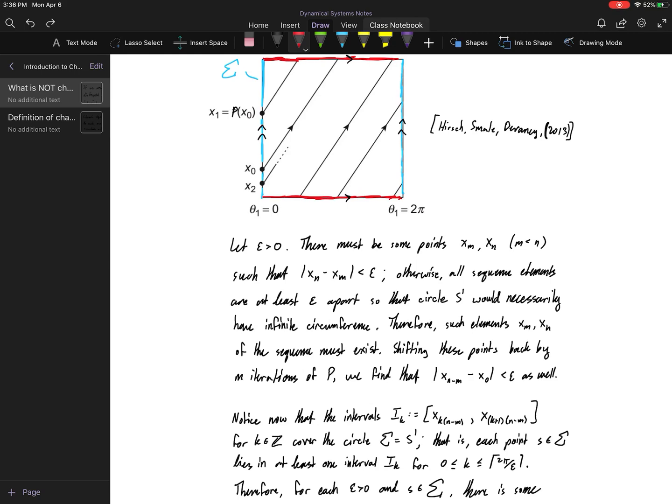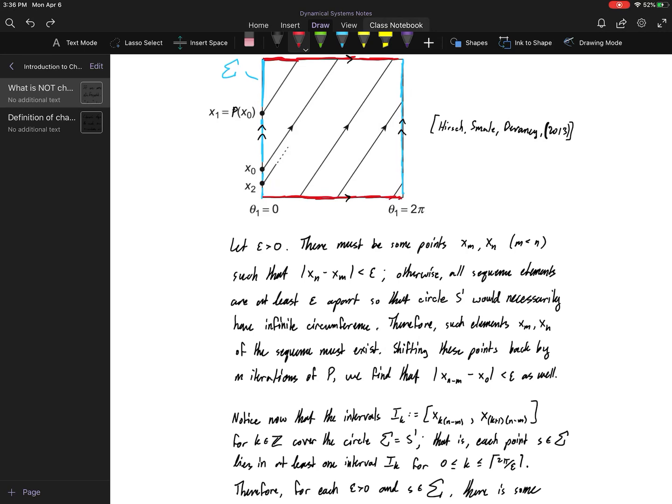In other words, what would happen if that wasn't the case? Well, that means that each pair of elements has to be at least epsilon apart, and that would mean that my sequence, which necessarily has infinitely many elements in it, all of which apparently have to be at least epsilon away from one another, would imply that the circle would have an infinite circumference. That's not right. So there has to be at least one pair of elements that gets within that epsilon.